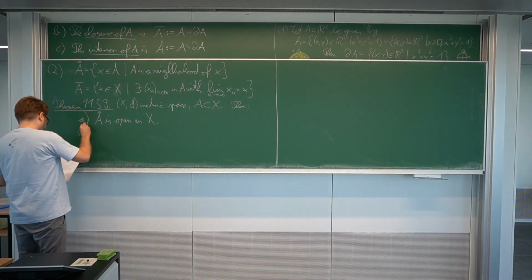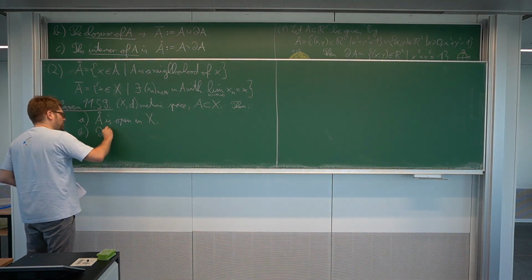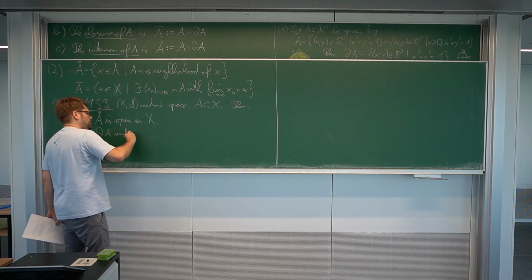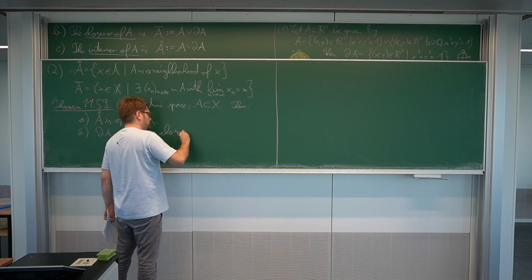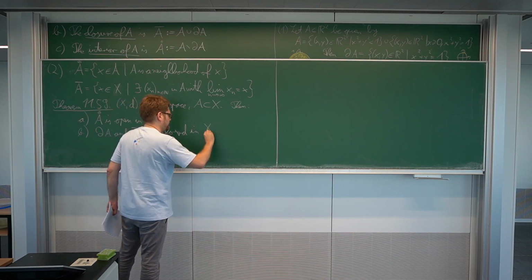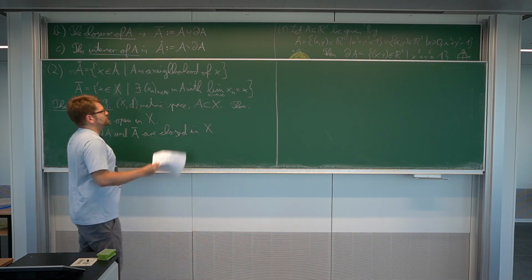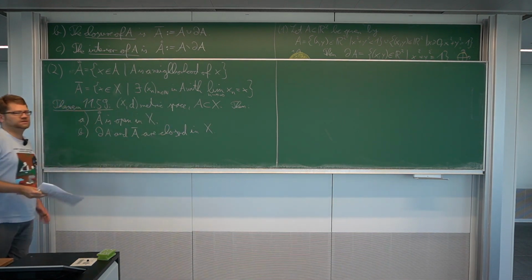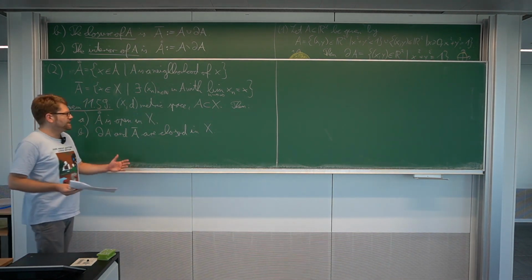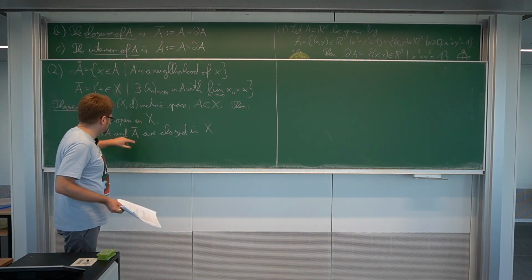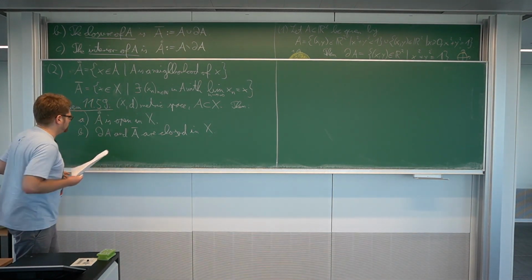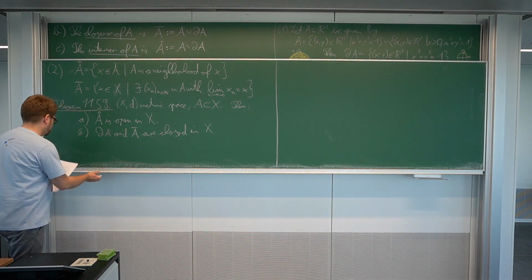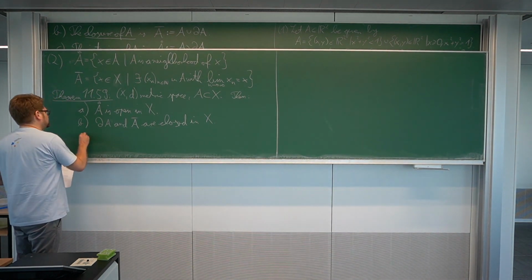B: the boundary of A and the closure of A are closed in X. If we have this characterization and this theorem about closed sets and sequences, this is quite obvious for the closure, but for the boundary it's not that obvious. So you need to be a little careful with the boundary there. But actually the proof is not that hard.